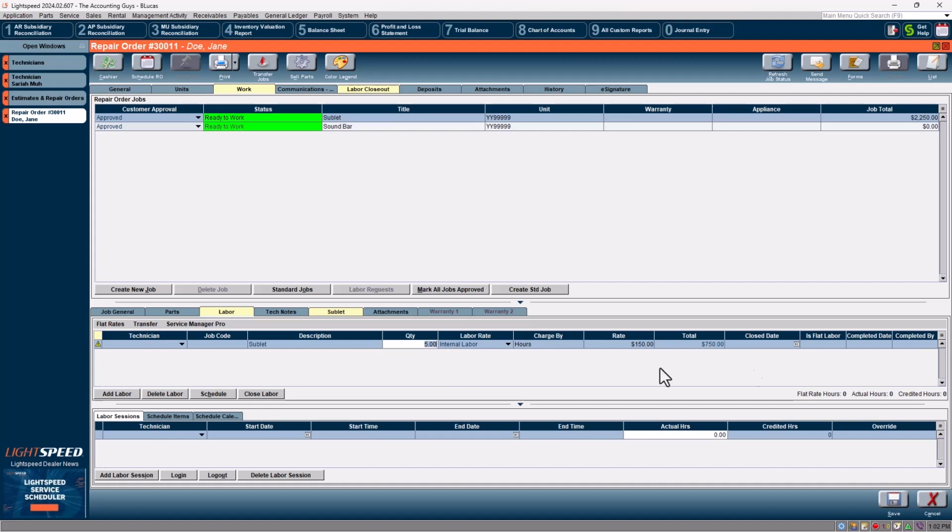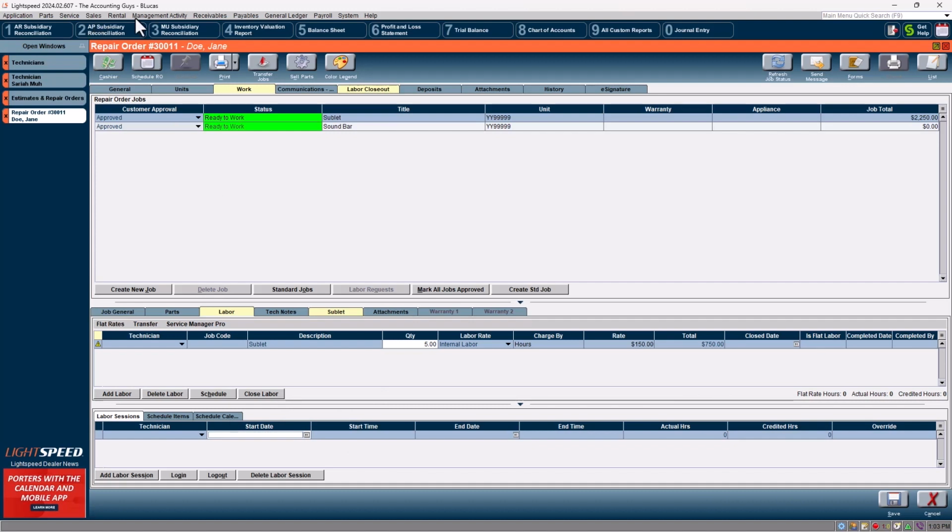There's also another way to do flat rate labor and adjust the different rates in here, but that would be getting a little bit deeper and would be a different video. I just wanted to show you we've got actual hours, credited hours, and these are the billed hours. So let's go look at the reports. If we've done our job, we've gone in here, we have a start date and an end date, and we've closed out this labor line.